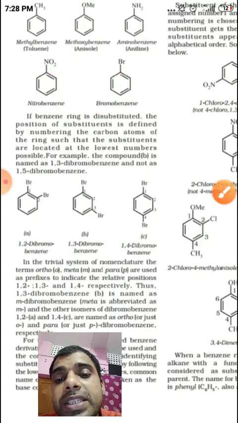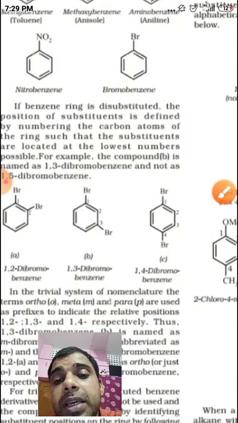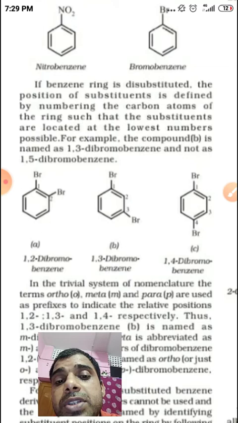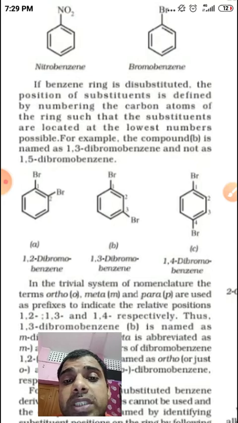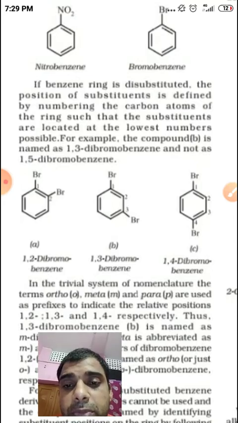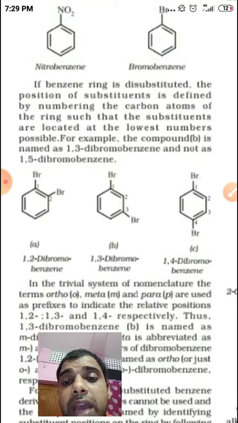If you are seeing here, it is given: if the benzene ring is disubstituted. Disubstituted means what? From two positions, hydrogen is actually removed. So you have to add two functional groups. Bromine would be there, chlorine would be there, whatever, it's your choice.